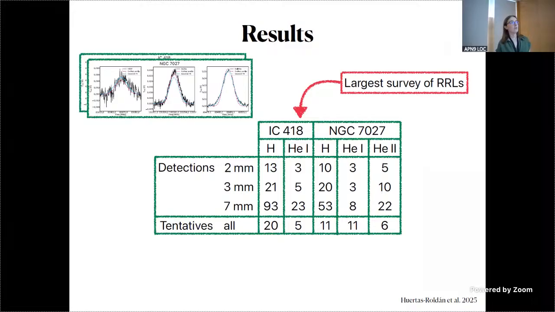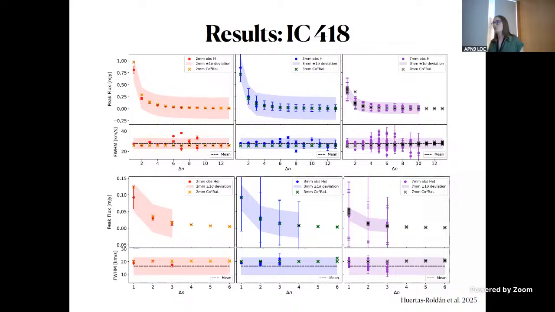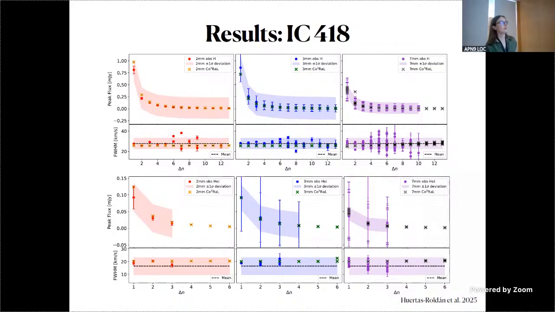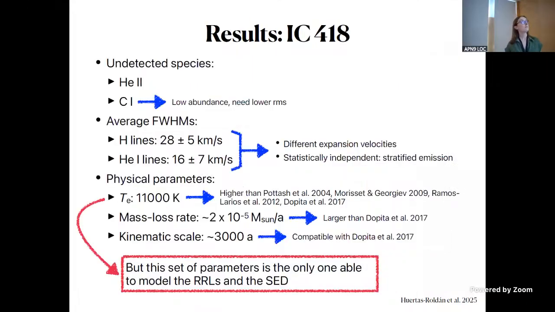Here you have the table, the details of this survey with every range and the number of lines corresponding to each species. Focusing on each source, this is the summary plot of the detections. And here you clearly see that the model fits very well the spectral results. Here on top, the hydrogen results, here the helium-1. We didn't detect helium-2 in this source. We didn't detect carbon-1 radio recombination lines, probably because of the low abundance of this atom.